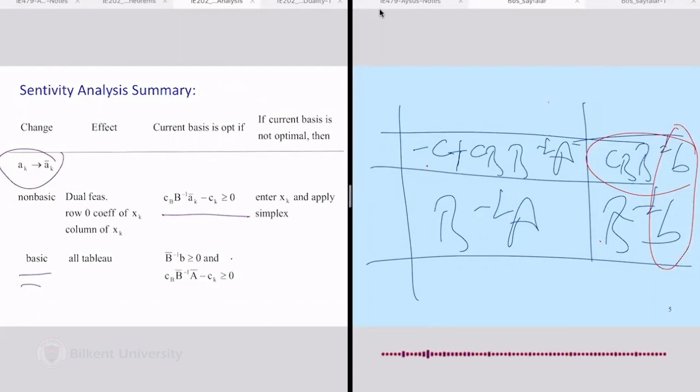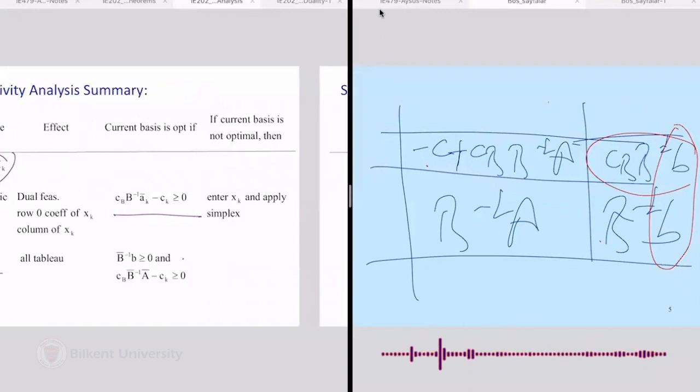Usually complications may occur, so you have to be careful with the complications if the A that you're changing is corresponding to a basic variable, right? You have to check if B is still invertible, so if the columns of B are still linearly independent, and even if so, you have to check if row 0 and right-hand side are still non-negative, then you can do whatever simplex is appropriate.